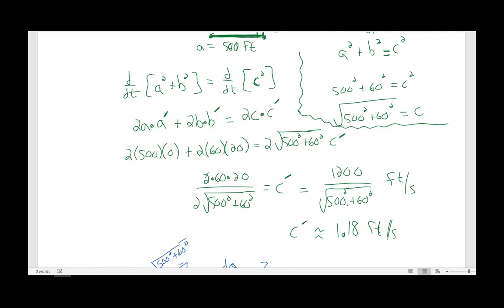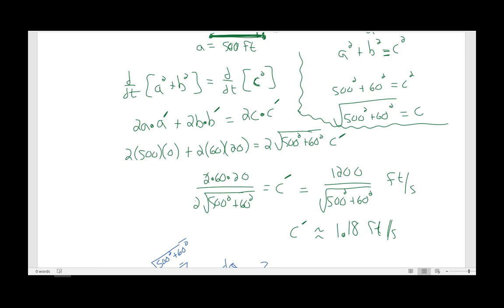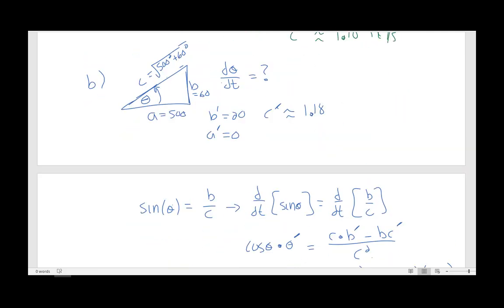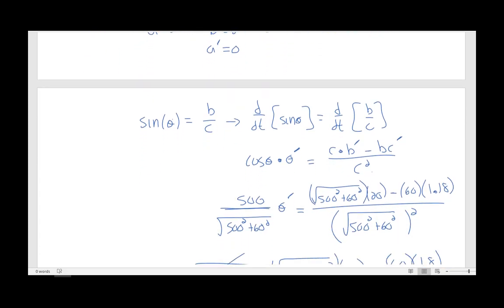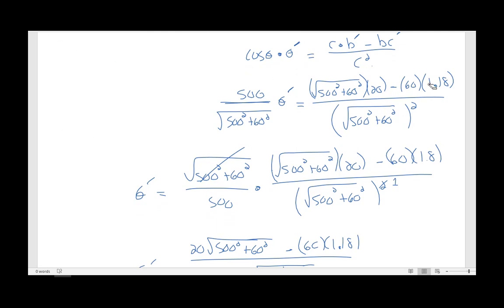So what do I have? 1200 divided by the square root of 500 squared plus 60 squared. Ooh, look, there's a mistake. We have roughly 2.38. So when we come back to this problem here, 2.38 should be our C prime. So let's fix that and see what we get in this situation. So we said we had 2.38 here. What that changes then is this will be 2.38 here. Okay, so our 1.18 should be 2.38.